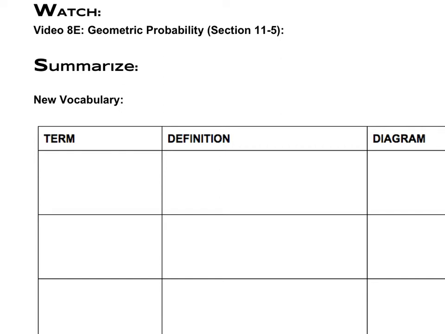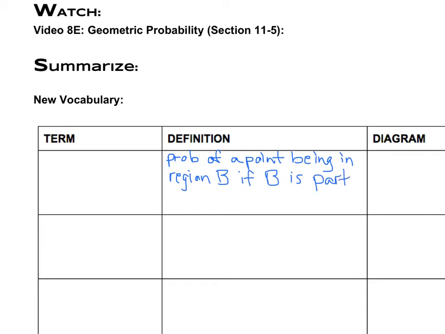I'm going to start with the definition. That is the probability of a point being in some region, which we're going to call region B, if region B is part of a larger region, A.